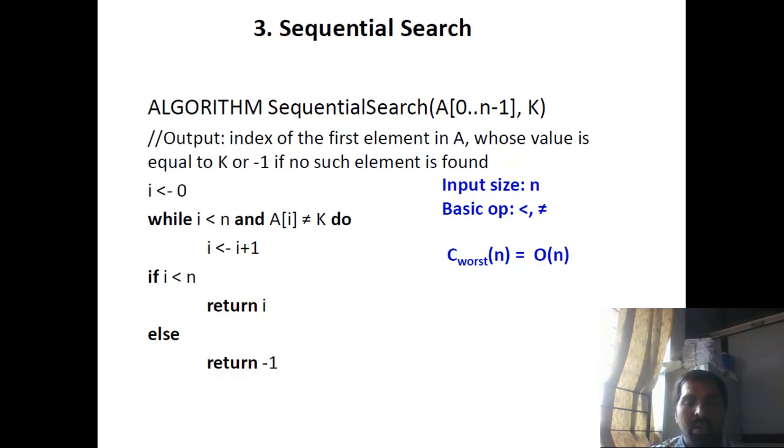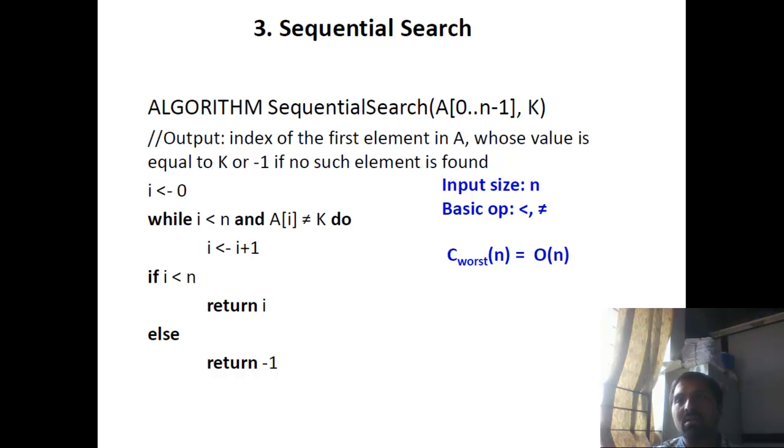Next, algorithm sequential search. Till now we discussed the sorting methods. Now we are going to discuss the searching methods. Here we are discussing only brute force techniques. Brute force techniques means straightforward method.